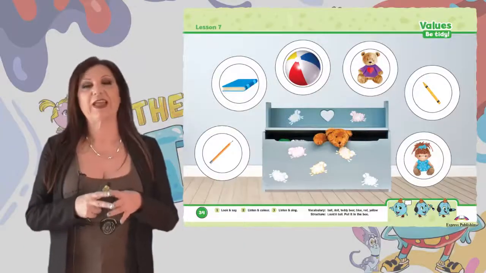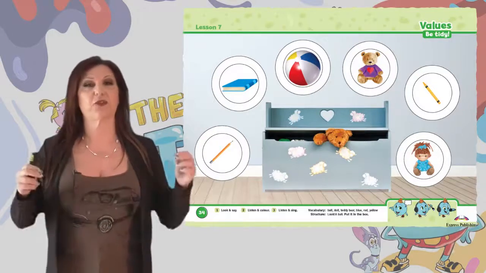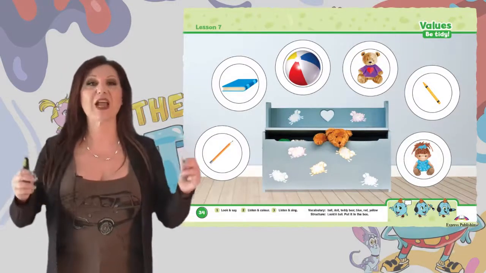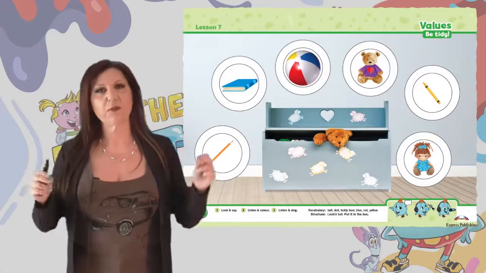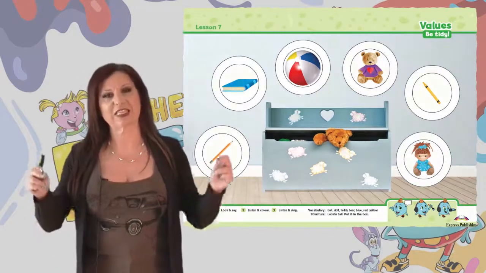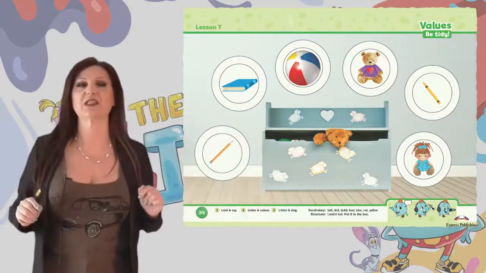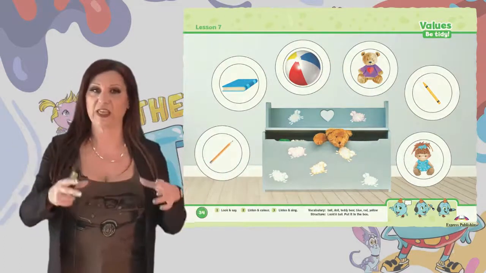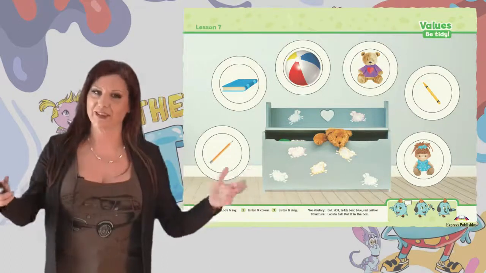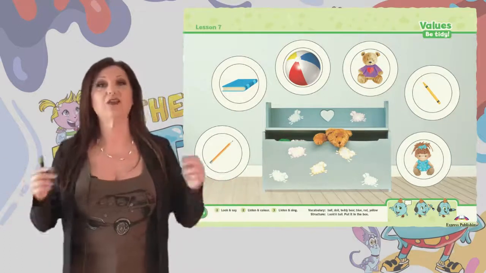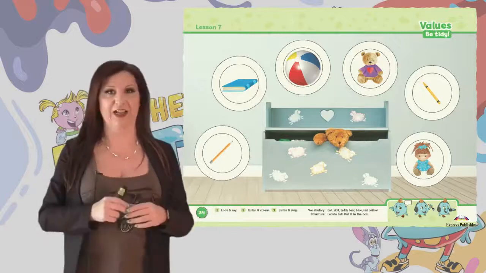Lesson 7 is another new element for this series. It is the value section. In every module, we introduce a section where we teach them some values. In this case, we're teaching them to put their things in their toy box, to be tidy. And that also happens with the listening activity.